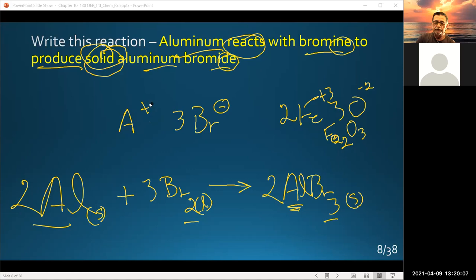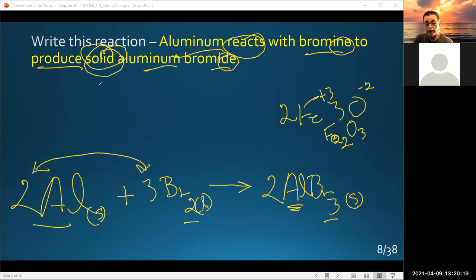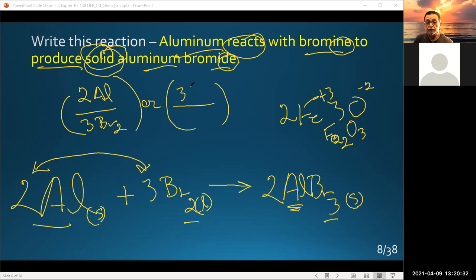Let me get rid of this real quick. You might say, well, why? Because, ladies and gentlemen, this relationship between here and here, I can write as a conversion factor, 2 aluminum over 3 bromines. Okay, or I can write it the other way around, where I got the bromine on top and the 2 aluminums on the bottom. And these factors I can utilize when I do calculations down the road.